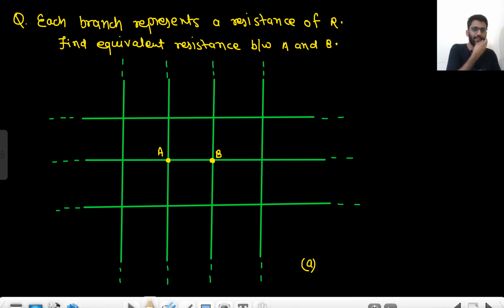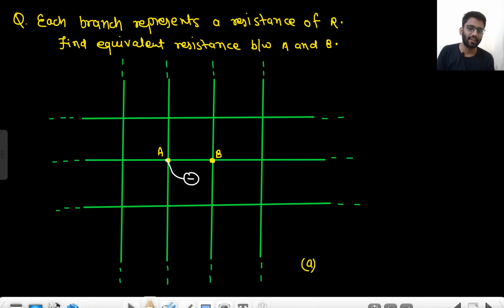Now solve this problem. This is an infinite ladder, and each branch represents a resistance R. So this is a resistance R, this is a resistance R, everything is a resistance R. Now you have to find the equivalent resistance between A and B. What you will do? You will apply a current source like this.